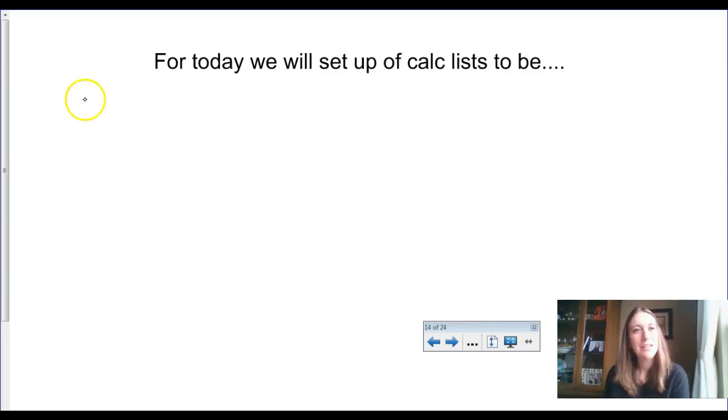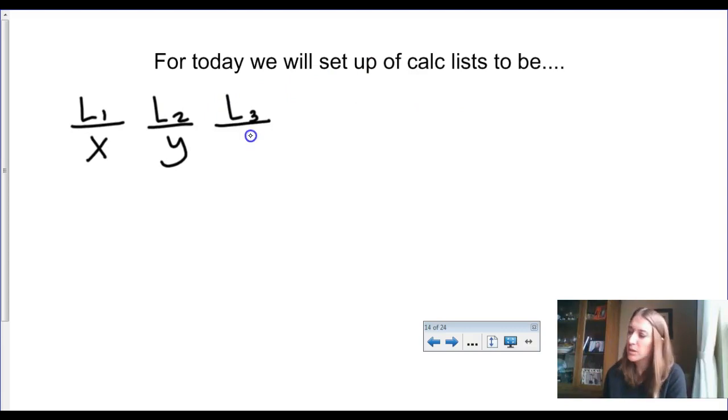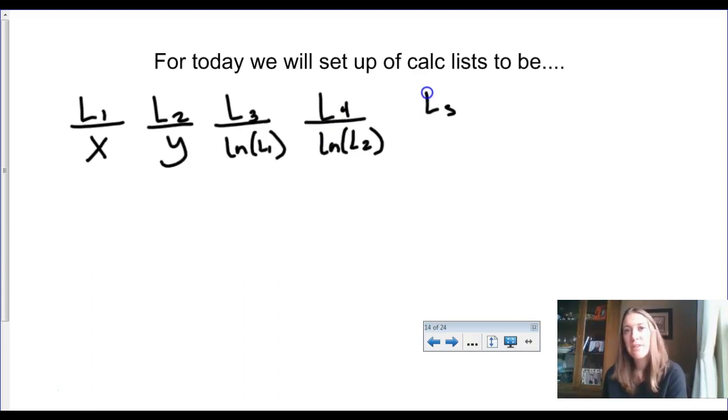All right, so in our list, and you want to jot this down somewhere in your notes, in list 1, we're going to have our x values. In list 2, we're going to have our y values, like we always have. But in list 3, we're going to be calculating the natural log of list 1. And then in list 4, if we need it, we're going to be calculating the natural log of list 2. And then in list 5, we're going to be calculating the square root of list 2.